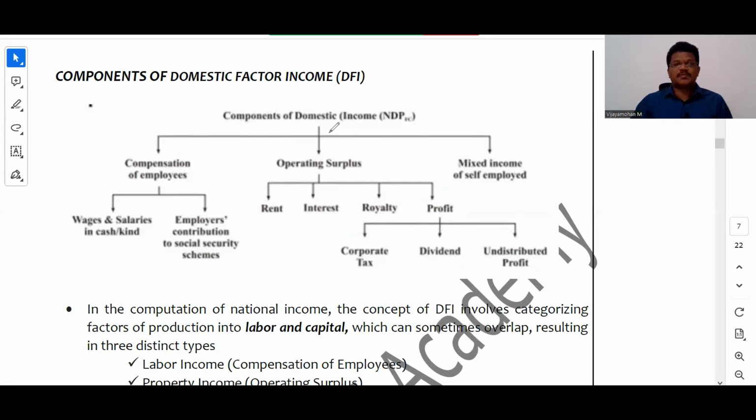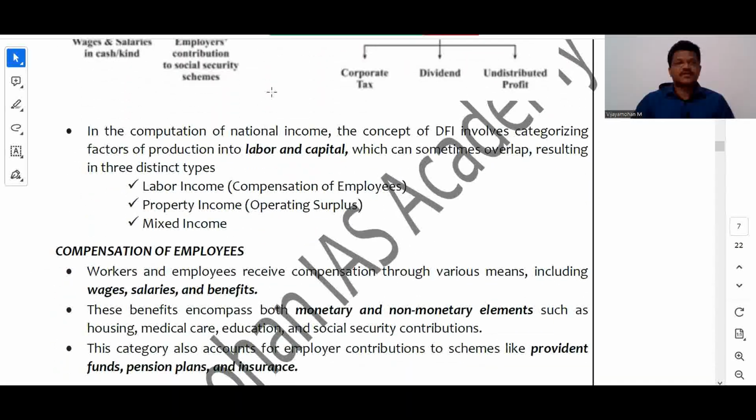And the third component of domestic factor income is mixed income of the self-employed person, which is a combination of these two things, right? Okay. So this is basically all about the components of domestic factor income in the income method. If we again include net factor income from abroad, then you will get the national income, right? So we already saw what the components are. We will just briefly see them in detail, right?